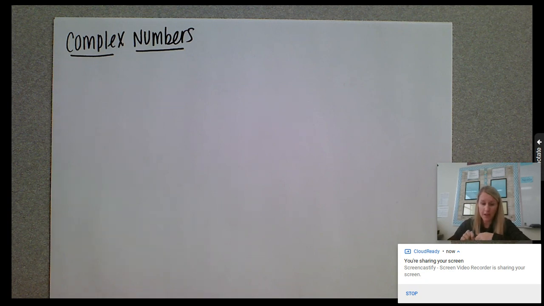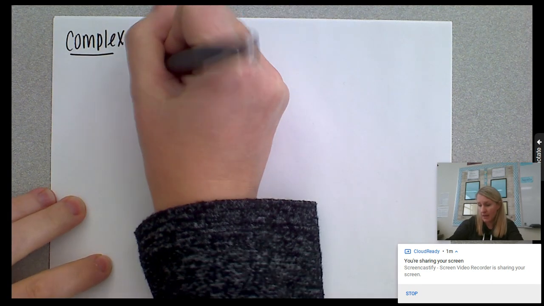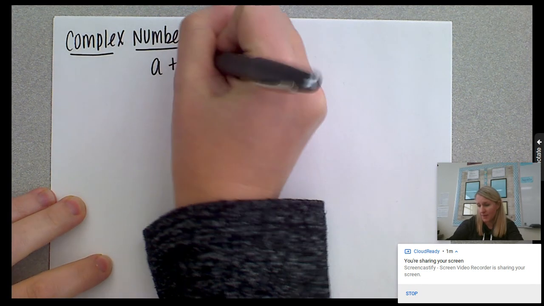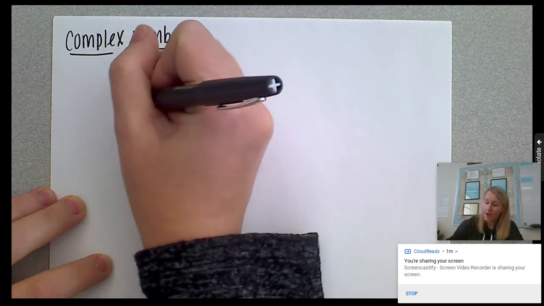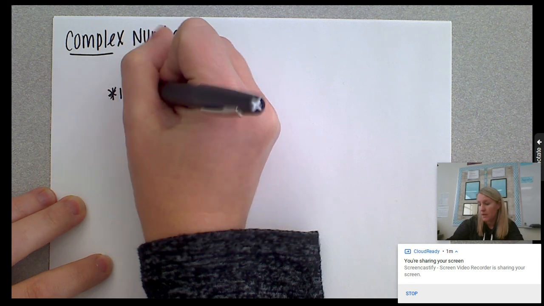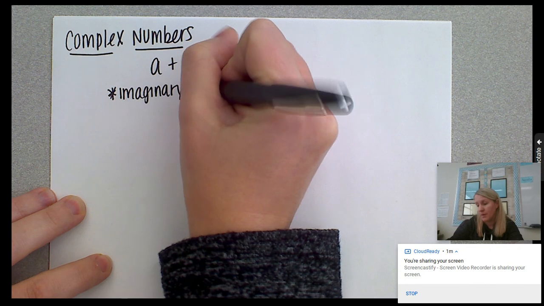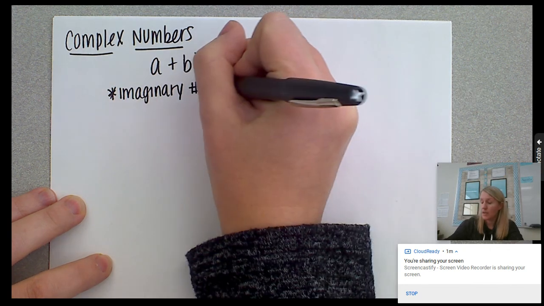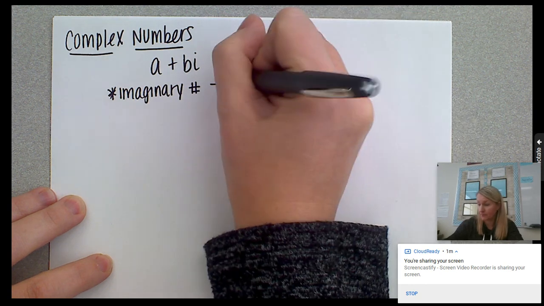So a complex number is set up in the form a plus bi. And you're probably saying, what the heck is that? Now the i is the thing that makes it complex. So i is called an imaginary number. We need imaginary numbers when we need to take the square root of a negative number.